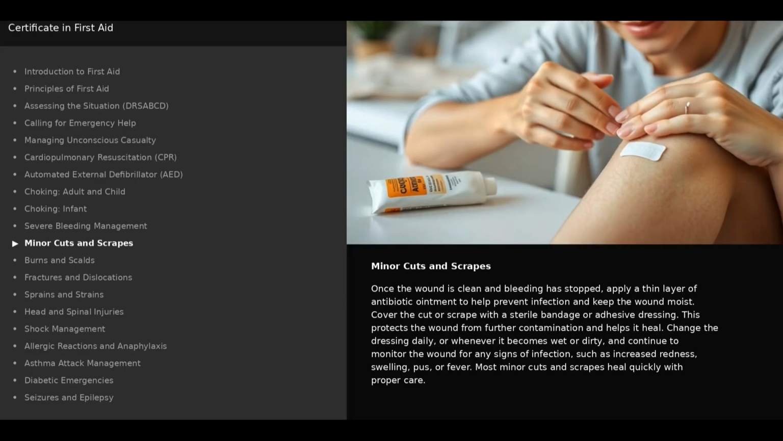Once the wound is clean and bleeding has stopped, apply a thin layer of antibiotic ointment to help prevent infection and keep the wound moist. Cover the cut or scrape with a sterile bandage or adhesive dressing. This protects the wound from further contamination and helps it heal. Change the dressing daily, or whenever it becomes wet or dirty, and continue to monitor the wound for any signs of infection, such as increased redness, swelling, pus, or fever. Most minor cuts and scrapes heal quickly with proper care.